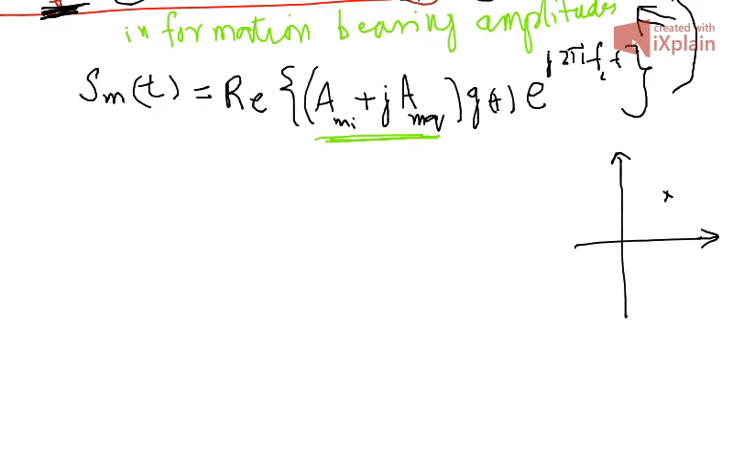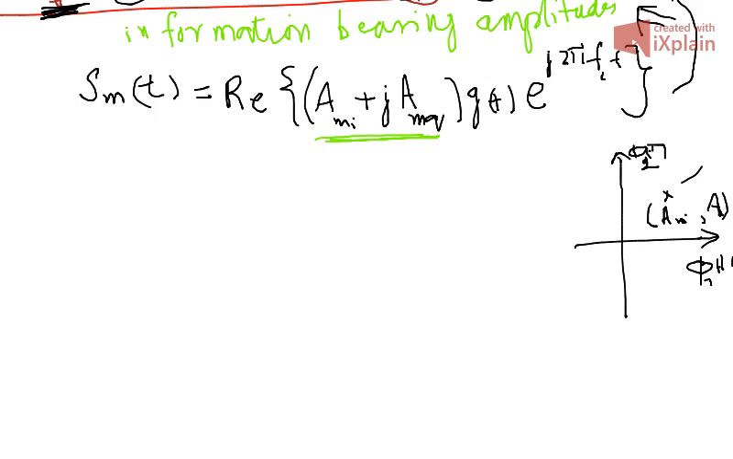We will see that later on. We will see that this is the phi 1 axis, phi 1 of t, and this is phi 2 of t. We will see it later on. So you can always draw it. This is phi 2. So we can always draw this in the complex plane, and we have AMI and AMQ. We have two coordinates, AMI and AMQ here.